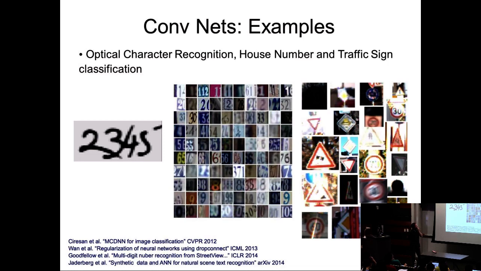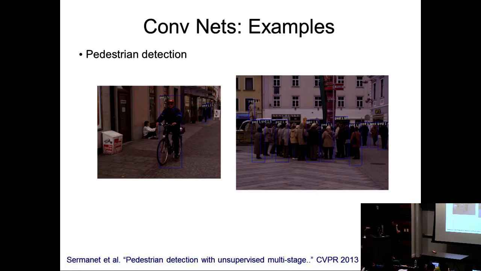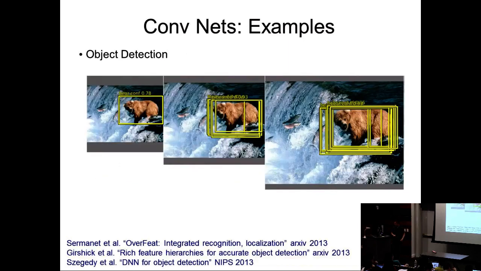These are just some examples of what you can do. You can recognize digits. Obviously, you can recognize street house numbers. You can recognize traffic signs. Here's an example of a pedestrian detection system, and you can see that it's actually working really well. If you look at this crowd, you can pick up a lot of pedestrians, or somebody riding a bicycle. So these are detection systems that are predicting bounding boxes.